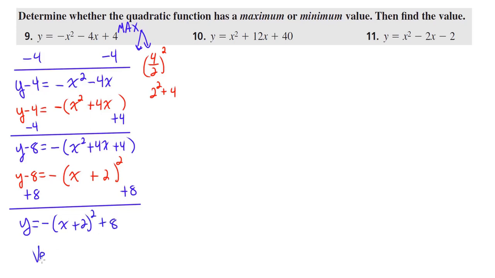So our vertex is the point negative 2, comma 8. And so we know, again, a negative a value, so this is going to be a maximum. So the maximum is 8.